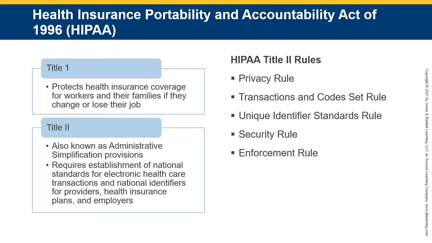The Health Insurance Portability and Accountability Act of 1996, HIPAA. Title I protects health insurance coverage for workers and their families if they change or lose jobs. Title II, also known as the Administrative Simplification Provision, requires establishment of a national standard for electronic healthcare transactions and national identifiers for providers, health insurance plans, and employers. HIPAA has five rules: privacy rule, transactions and code set rules, unique identifier standard rules, security rules, and enforcement rules.